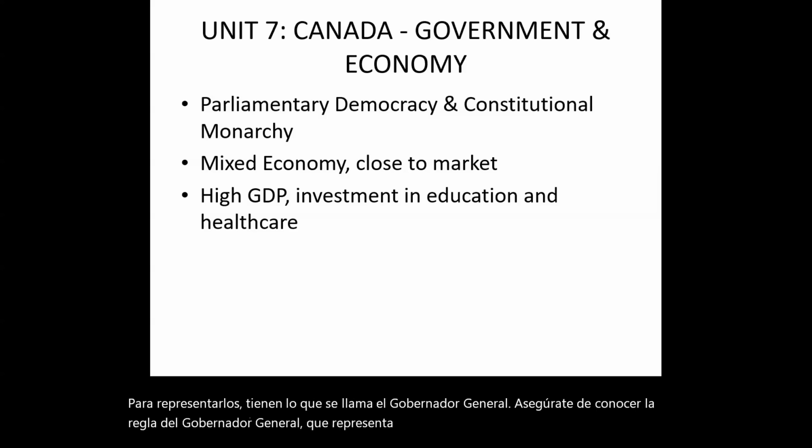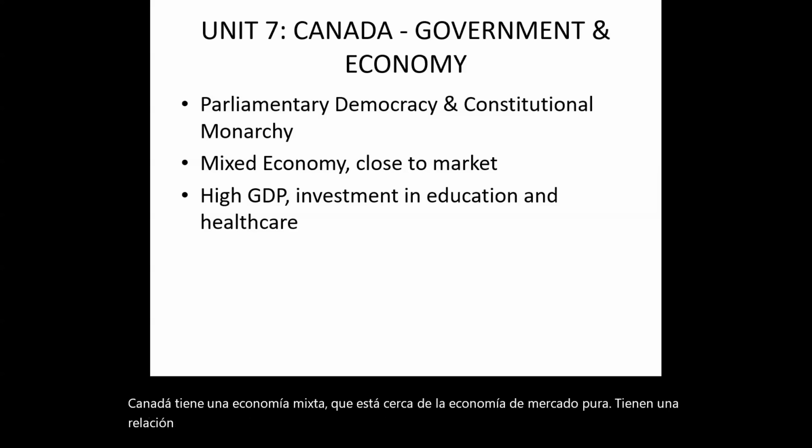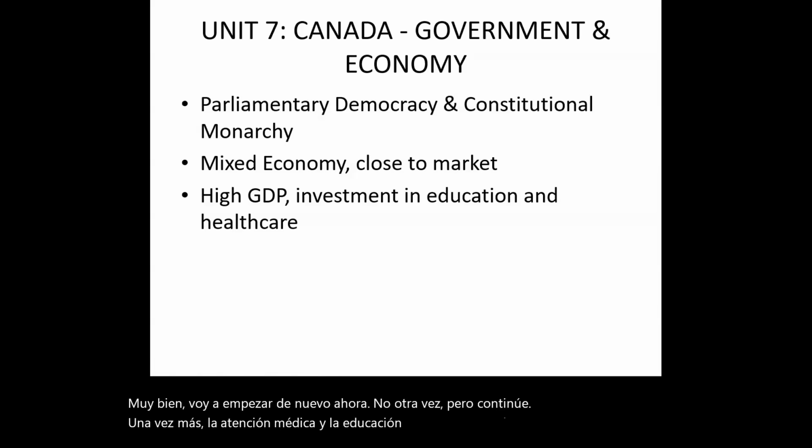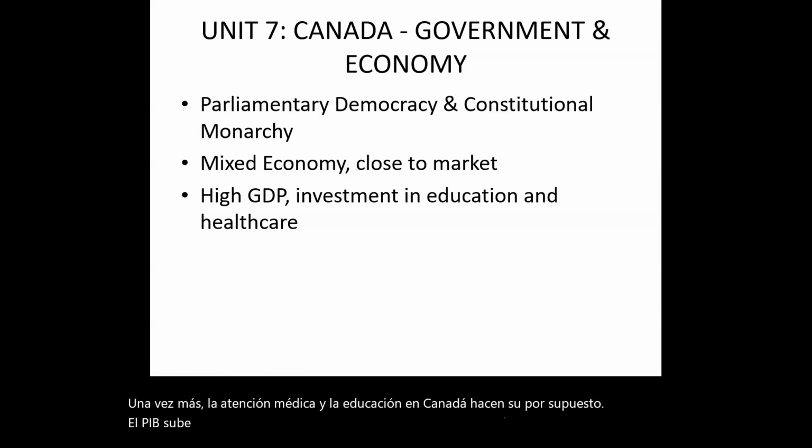Now, when it comes to economy, Canada has a mixed economy, which is close to a pure market economy. They have a very high GDP because they invest in education. Again, the healthcare and education in Canada make their GDP go up because their literacy rate is going to increase. And of course, that is an investment in human capital. And yes, investing in human capital increases education, which will increase GDP.